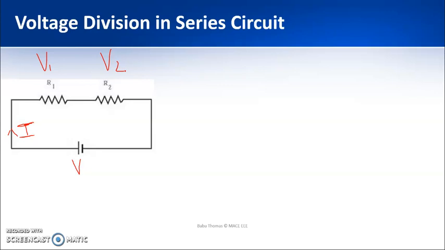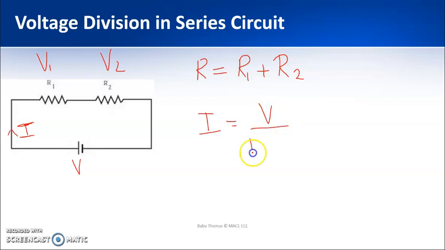V2. Therefore, the total resistance we can write as R, which is nothing but R1 plus R2, because it is a series circuit. And the total current I is nothing but V divided by the total resistance, that is R1 plus R2.